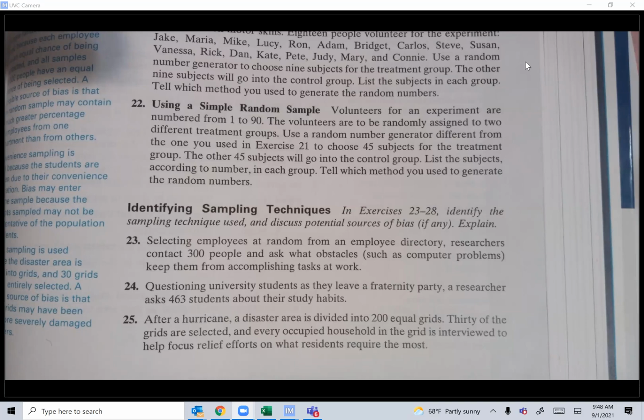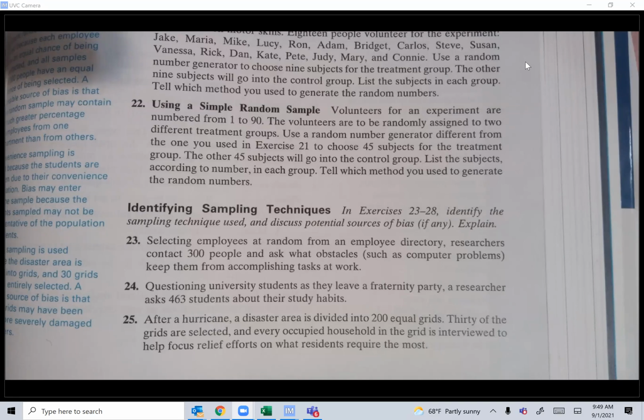25. After a hurricane, a disaster area is divided into 200 equal grids. So the population is divided in 200 pieces, grids. 30 of the grids are selected, and every occupied household in the grid is interviewed to help focus relief efforts on what residents require the most. So we have 200 grids, guys. Each grid has so many homes. And then we select 30 grids, and everyone in each of the 30 grids was interviewed and put in the sample. What would that be?